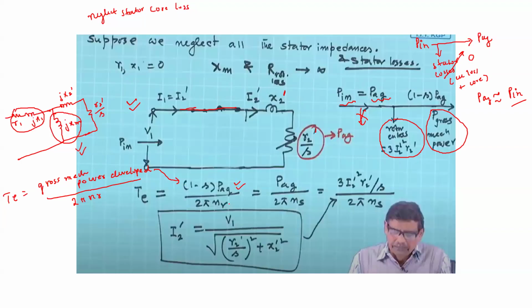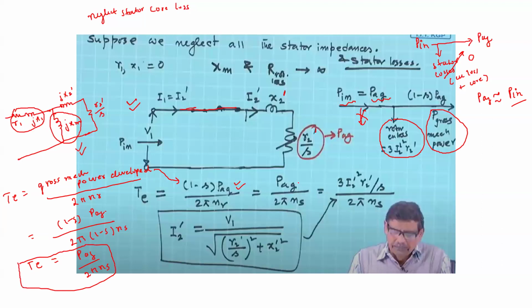Now, N_R can also be written as (1 minus slip) times N_S. So the (1 minus slip) from the air gap power in the numerator and the (1 minus slip) in the denominator get cancelled. So you are left with P_air gap divided by 2 pi N_S. This expression is the same as the one we have seen previously.